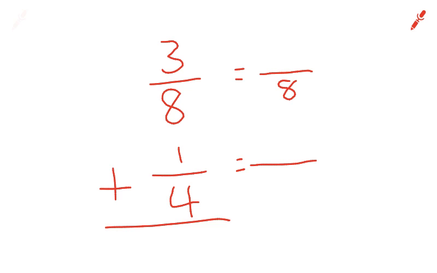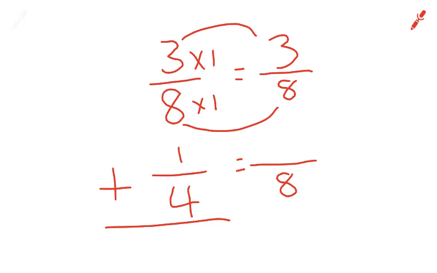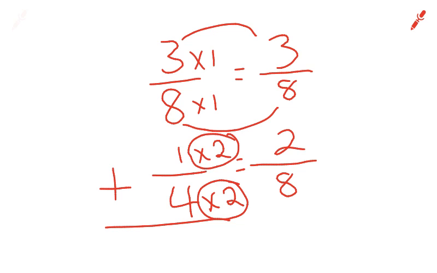8 is the lowest number that they both go into. 8 times 1 is 8. This is times 1. We're not doing anything really. We're kind of just bringing everything over when it's times 1. 4 times 2 is 8. On this one we have to make a change. Times 2 on the bottom, times 2 on the top. 1 times 2 will give us 2.